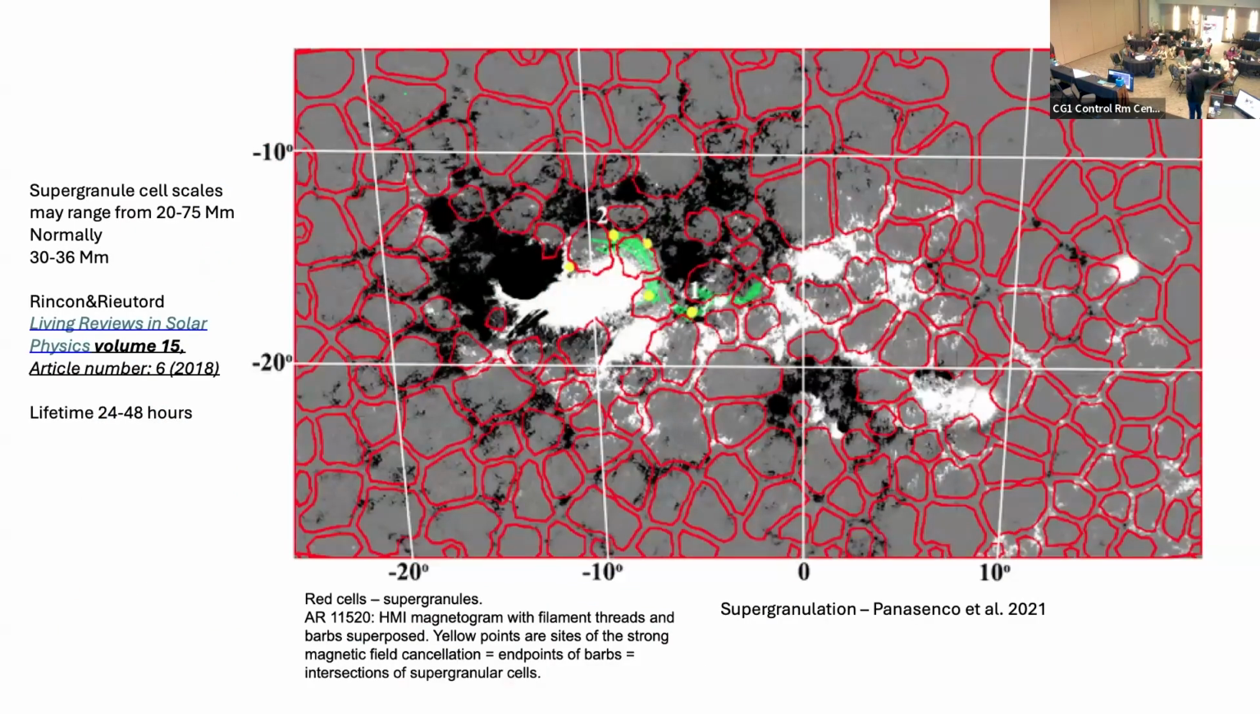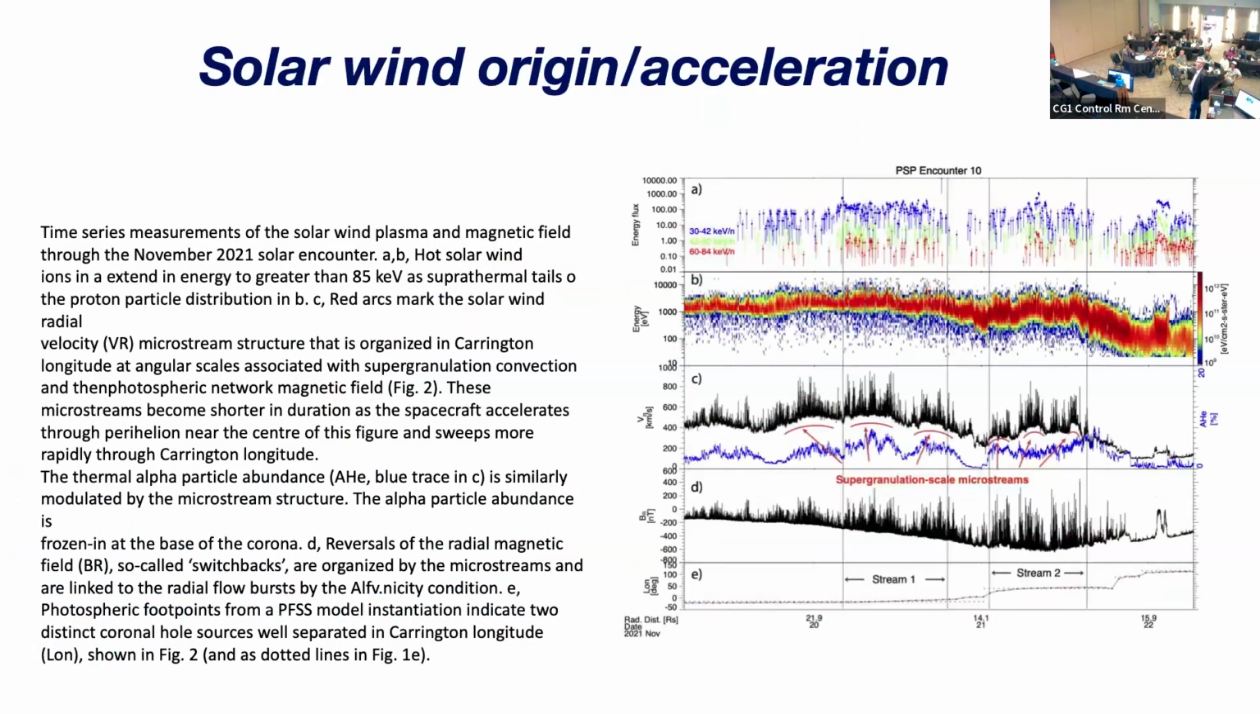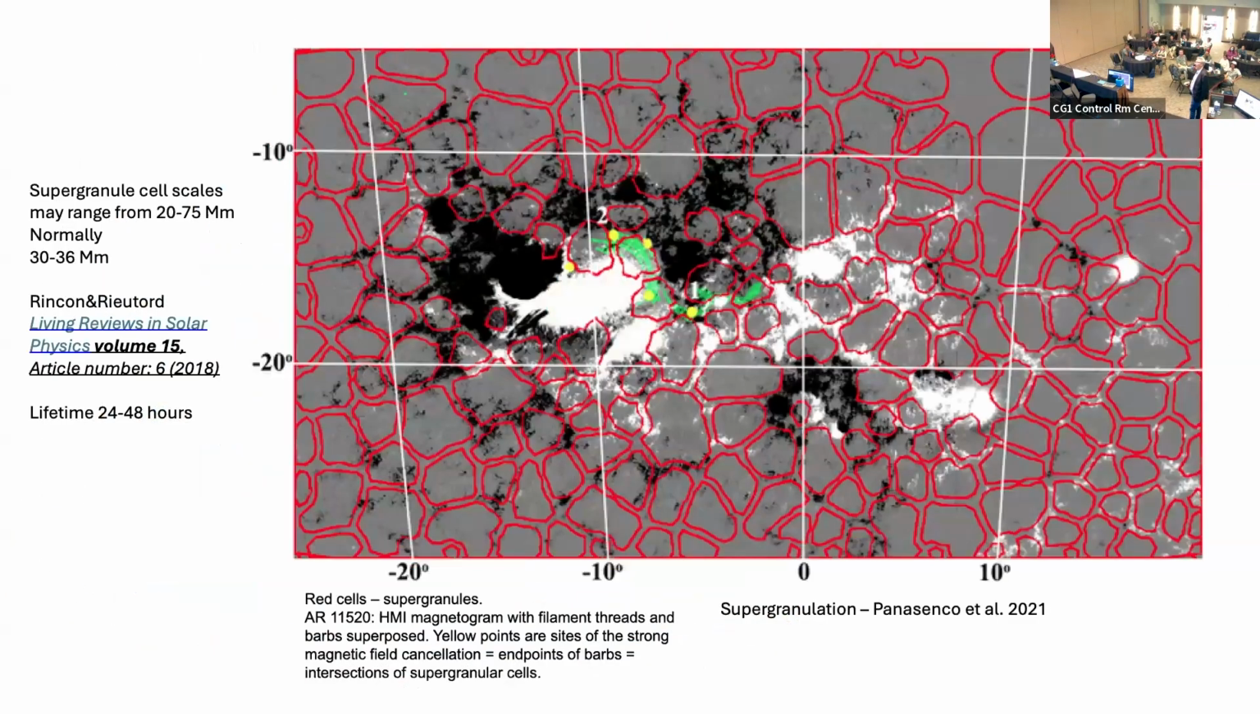Supergranulation. Yeah, I'm worried because we were supposed to talk about the edge of the heliosphere and, well, that's supergranulation, okay? And so it looks like these things scale with supergranulation. Sorry, I'm not going to go fast. I just want to show you what supergranulation looks like. Supergranulation on the sun looks like this.